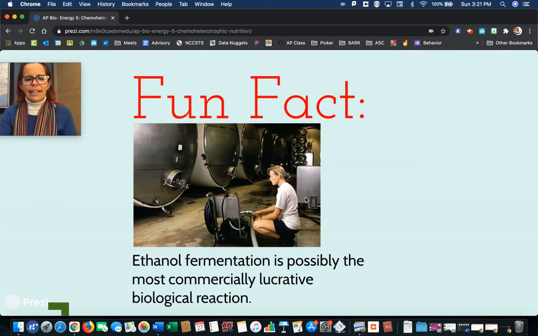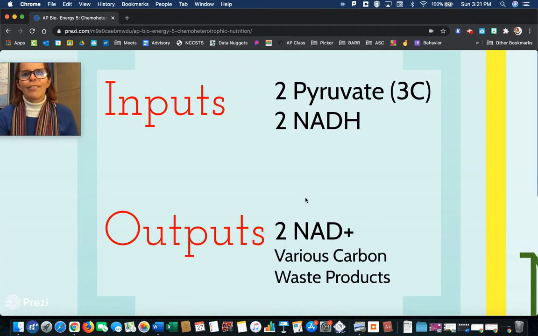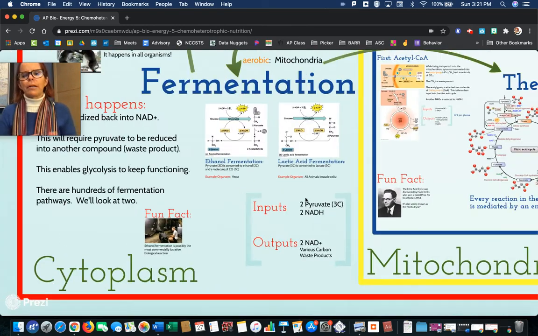All right, moving on. Ethanol fermentation, possibly the most commercially lucrative biological reaction, making alcohol. Okay, and then the inputs, what's going into fermentation, 2 pyruvates and 2 NADHs, and what's coming out, NAD+s, and then various carbon waste products like lactic acid, ethanol, carbon dioxide, and there's many other possible waste products.